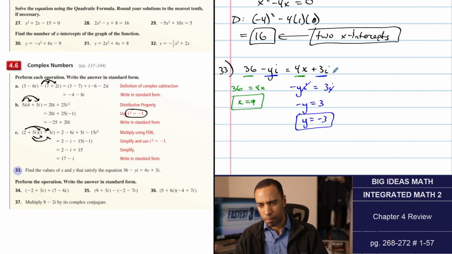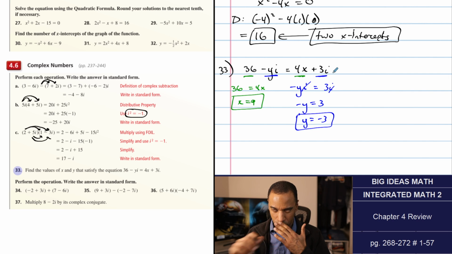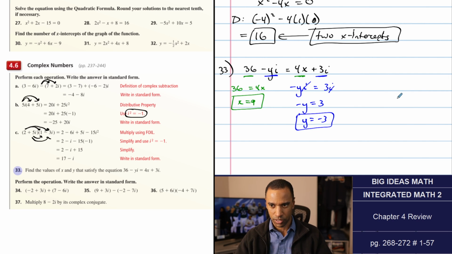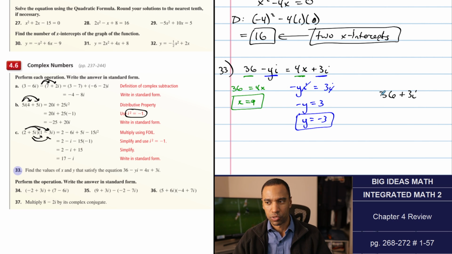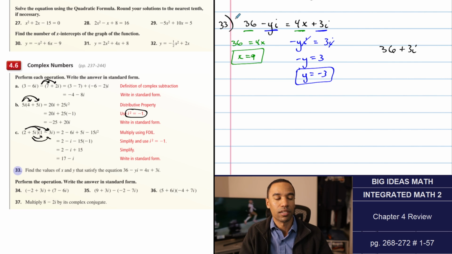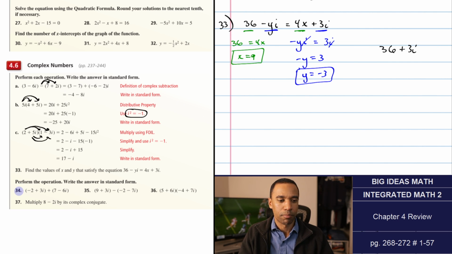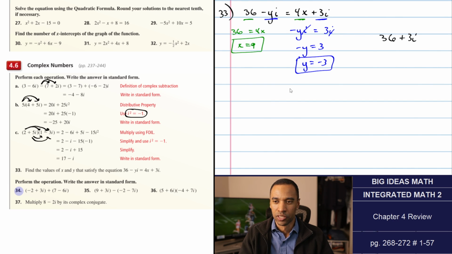You're just finding out the value that makes the component thing what it is, so then the end result is what you get out of this. Like, this ends up becoming all of 36 plus 3i when you plug in those x's and y's together, right? That's the complex number that we're talking about in the end. Not much to it. Moving on, number 34, 35, and 36.